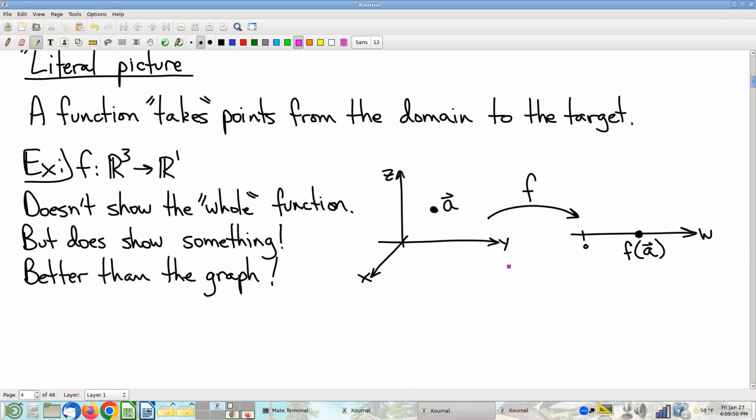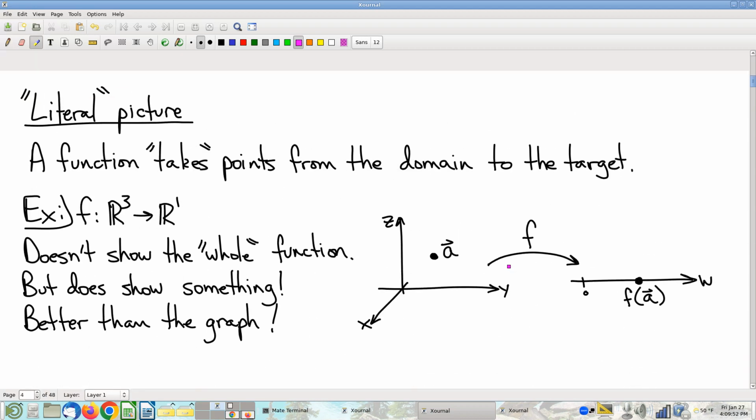Okay, so here's my next one. I call this the literal picture of a function. The kinds of pictures I'm about to draw here are all over lots of textbooks, and I've never heard a name given to them. So I call this the literal picture of a function.